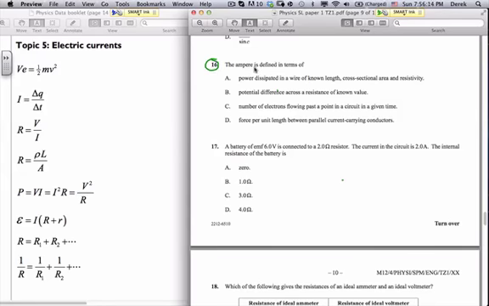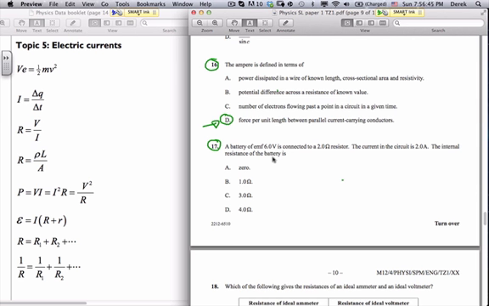Question 16. The ampere is defined in terms of, now this is straight from your definitions here, it's D, the force per unit length between parallel current carrying conductors. Now, I mean, these could be, especially this one over here, the number of electrons flowing past the point in a circuit in a given time. This could be, but this is your definition. You really need to learn that.